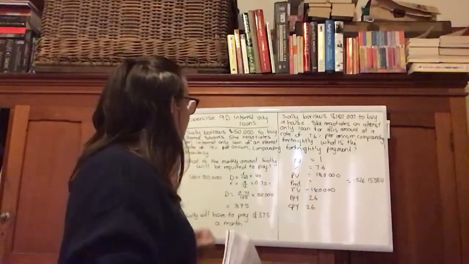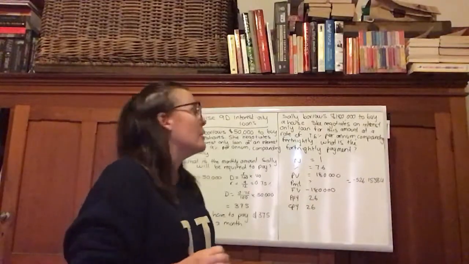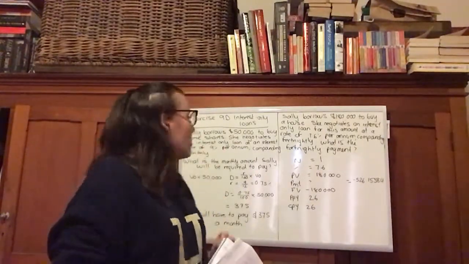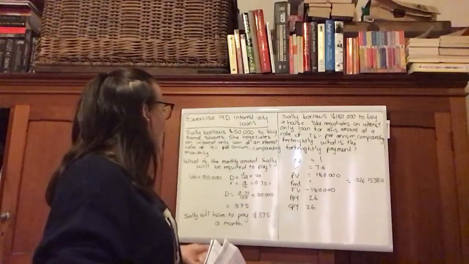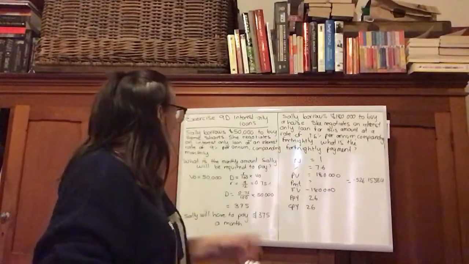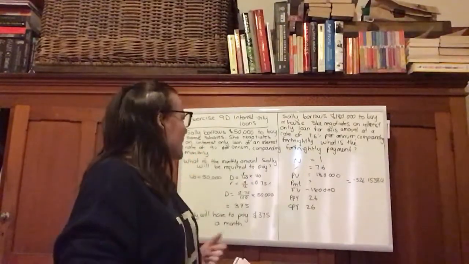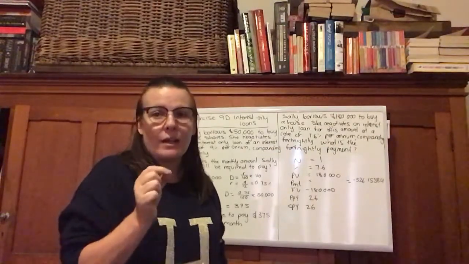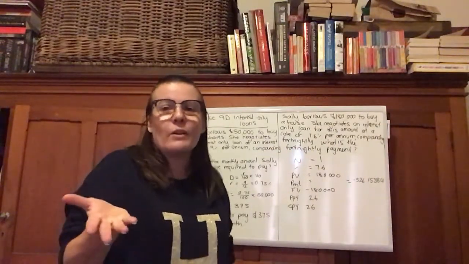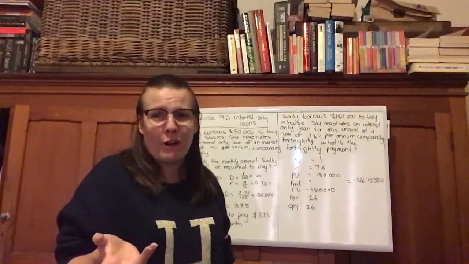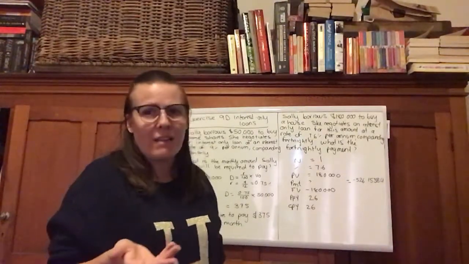Alright, so Sally borrows $50,000 to buy some shares. She negotiates an interest rate of 9% per annum, and that's compounding monthly. Okay, so we want to know what Sally's monthly payment is going to be. Now, straight away, all you have to do is work out what the interest is for a month. This does not require the financial solver.